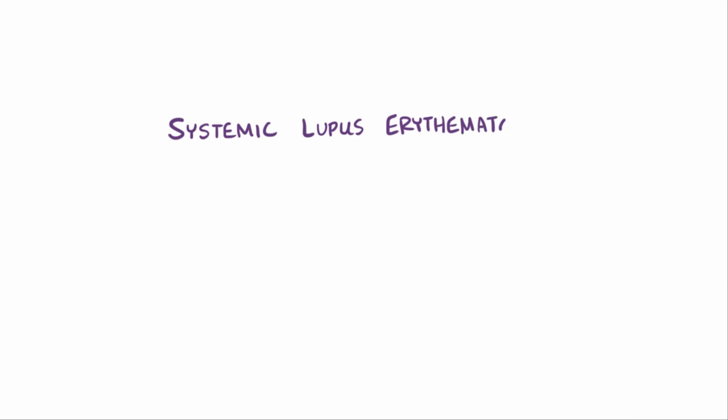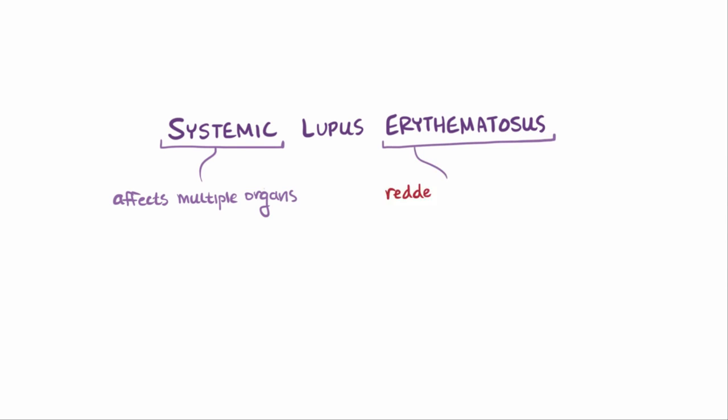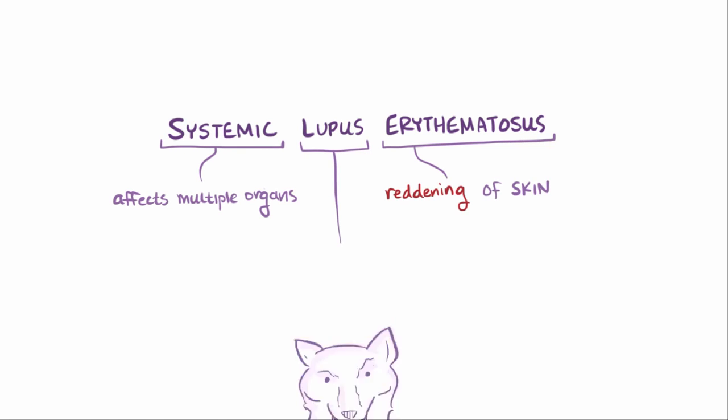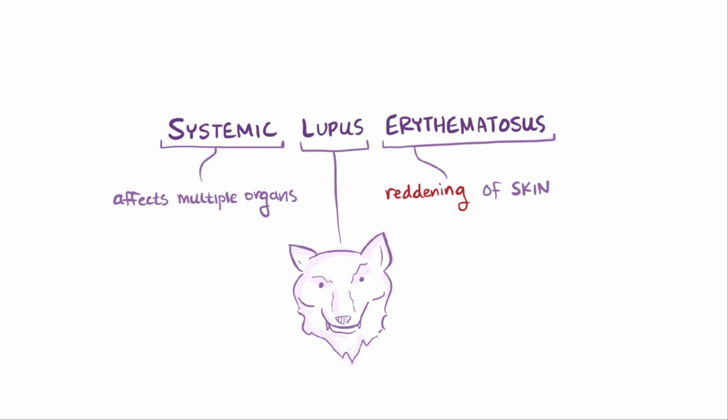Systemic lupus erythematosus. Okay, we totally got this. Systemic is easy and refers to affecting multiple organs in the body. Erythematosus means reddening of the skin. Alright. Lupus is Latin for wolf, so affects multiple organs, wolf, reddening of the skin.